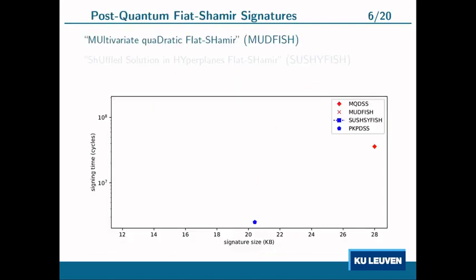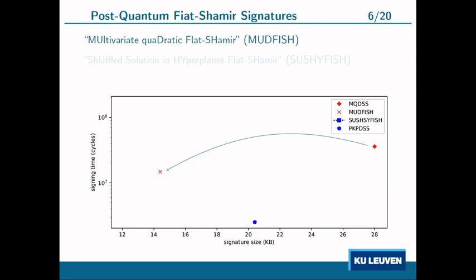With this idea, we create two new signature schemes, one based on the MQ problem and one based on the PKP problem. The one based on the MQ problem we call the multivariate quadratic Fiat Shamir scheme, or MUDFISH for short. We see that compared to MQ-DSS, the candidate in the NIST competition, we have signatures that are half as big, and with our implementation, the signing algorithm is also 2 times faster.